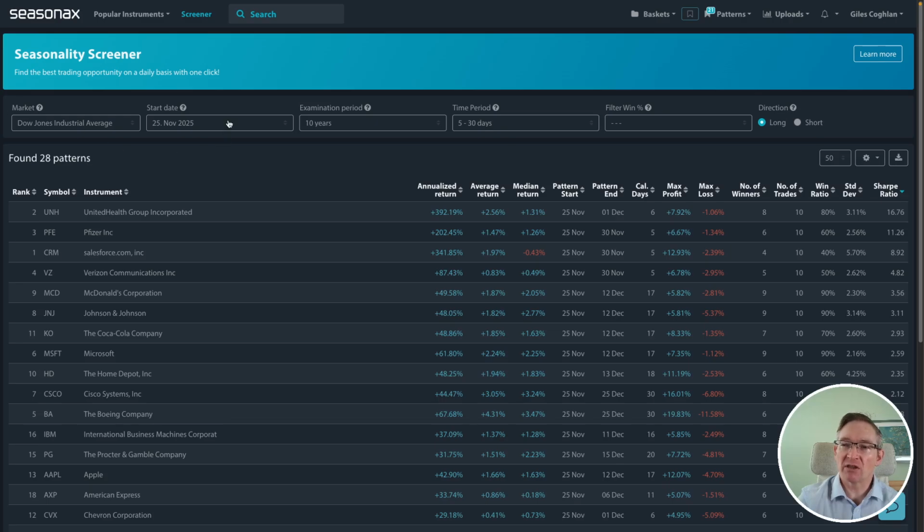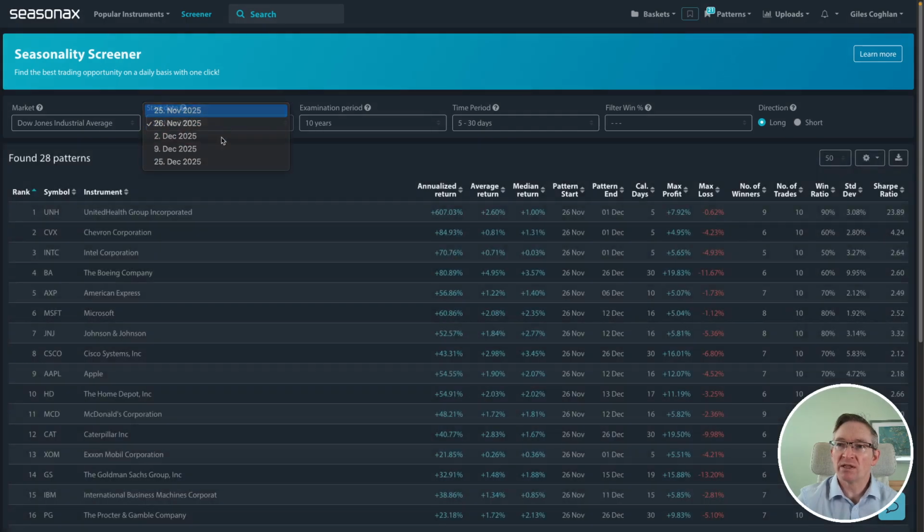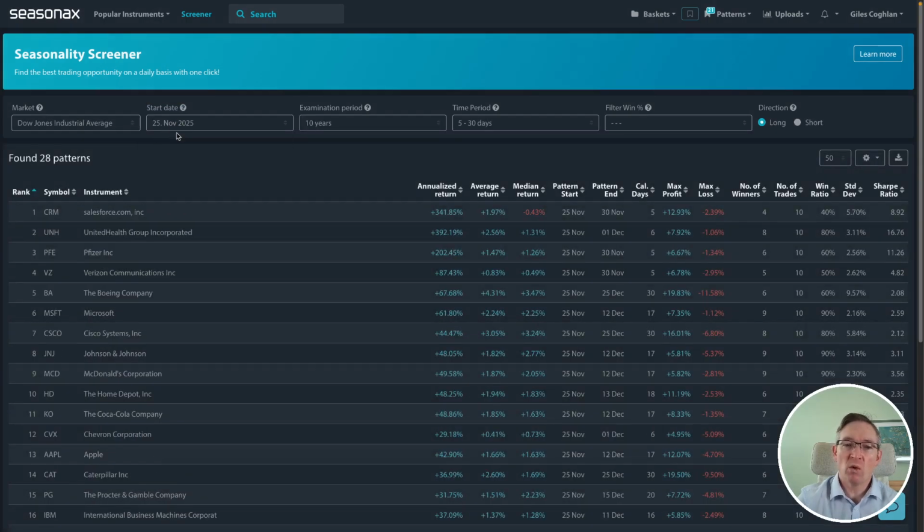So next we want to set the start date. And this tells us when we start analyzing seasonal behavior. So when we click the 25th of November, or 26th of November, we're saying, okay, Seasonax, we want you to screen the seasonal behavior from this date onwards.